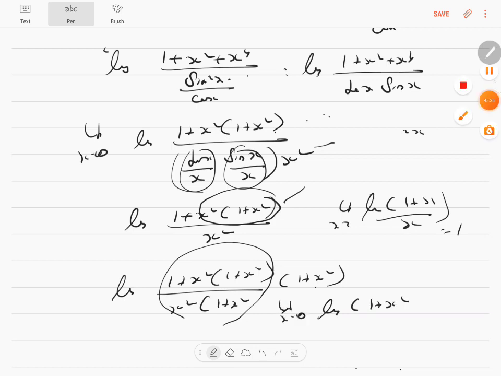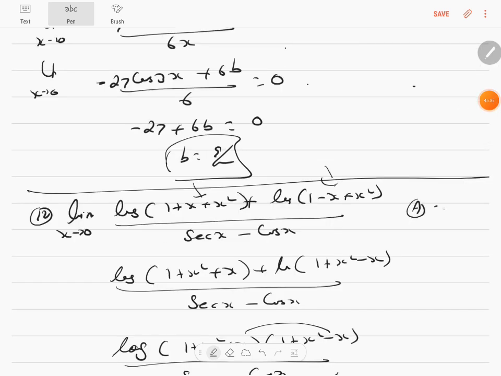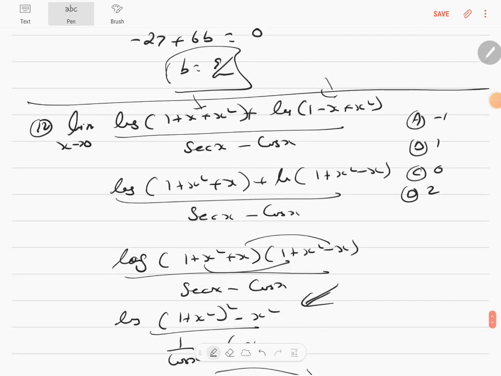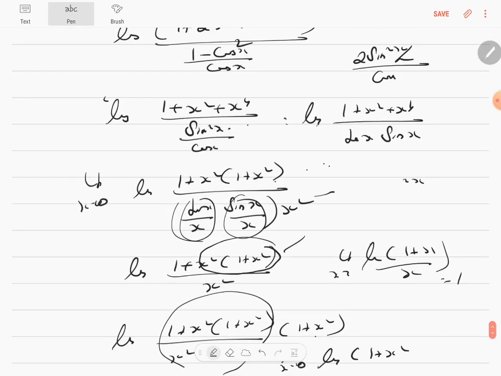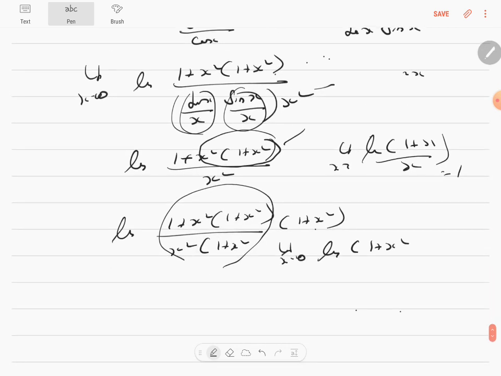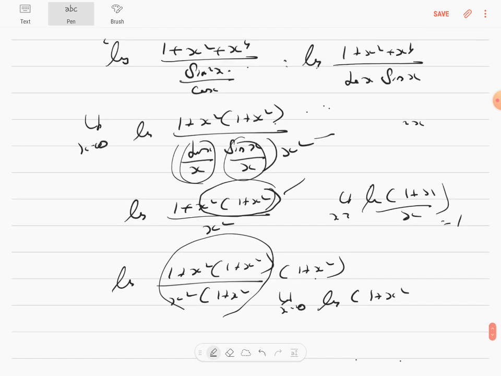And the options that I have are a is equal to -1, b is equal to 1, c is equal to 0, and d is equal to 2. I seem to be getting the answer as log 1, and so answer 0, but the marked answer is 1. So I'll have to figure out what I'm missing. Log of 1 plus x, yeah, this is 1, but what about this 1 plus x square? Oh, that's a separate 1 plus x square.